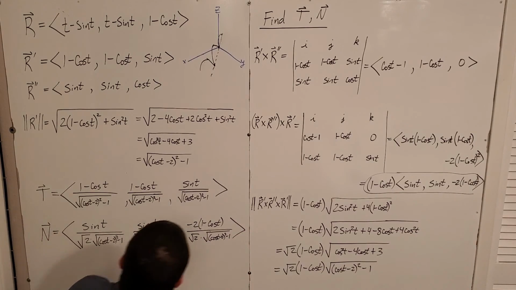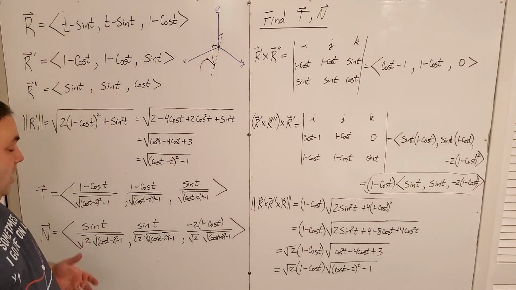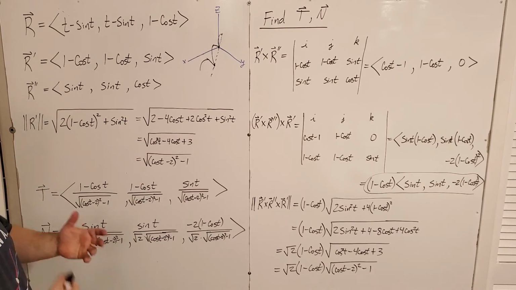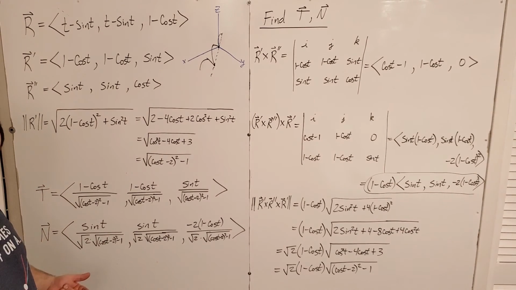Okay? So yes, not exactly the most yummiest of all things, but as always, good news. There was a way to do it. There was a way to get a closed form for it. So I have my t and my n vectors, and at some point, if you were actually doing an analysis on this path, I could very easily cross these and find a b vector, a binormal vector as well.